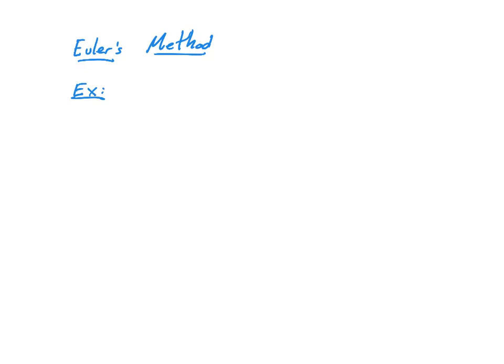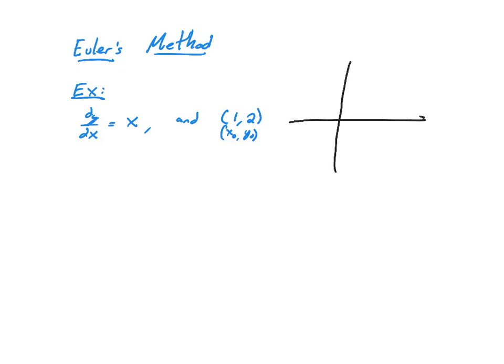If I have, say, dy over dx is equal to, just say x, just make it real easy, and the initial point is going to be, say, 1, 2. So this is x naught, and that's y naught. Now, if you think about this, you have x and you have y, and I want to start here at the point 1, and I'm going to go up 1, 2, so that's my starting point, right here.